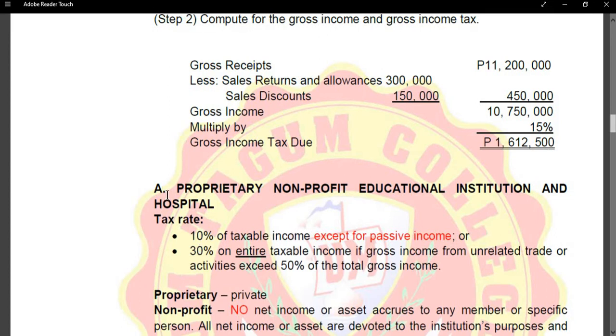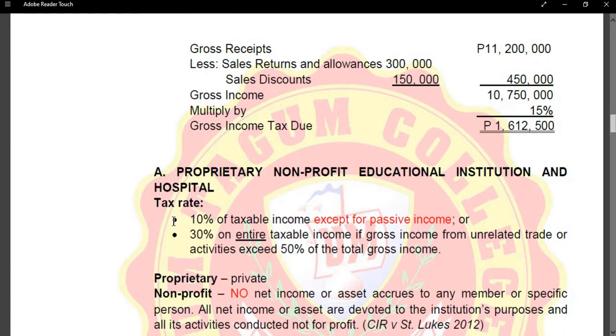So another type of taxable corporation is a proprietary non-profit educational institution and hospital. So what are the applicable tax rates? It can be 10% or 30%. 10% of taxable income, or 10% of taxable income except for passive income, or 30% on entire taxable income if gross income from unrelated trade or activities exceeds 50% of the total gross income.